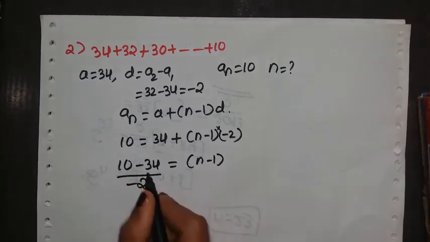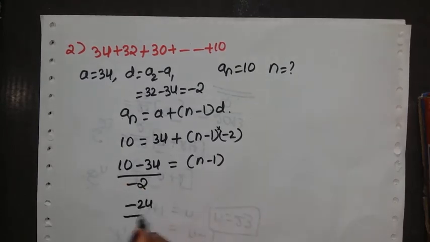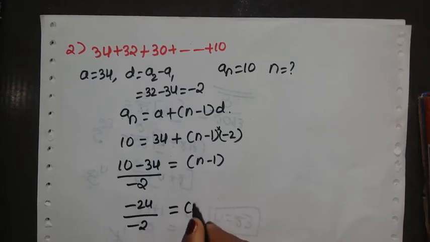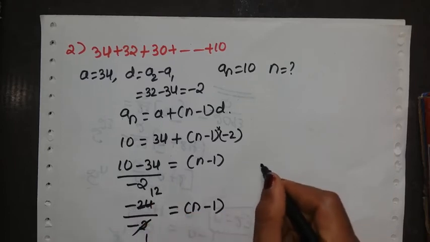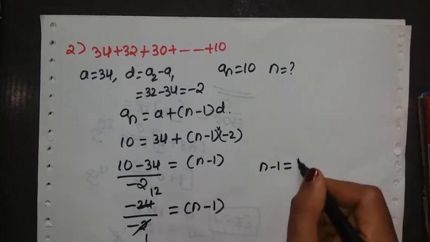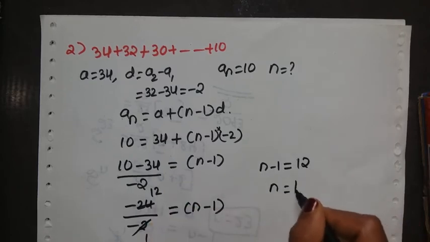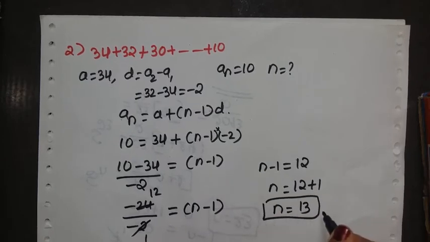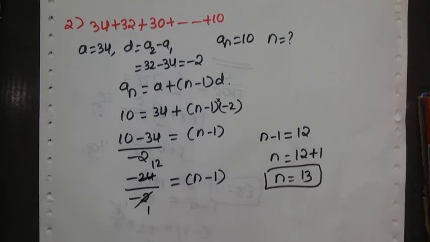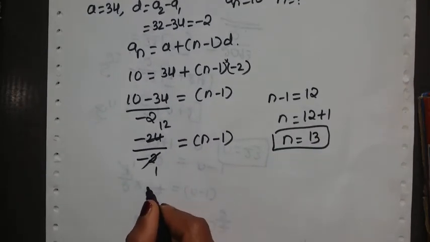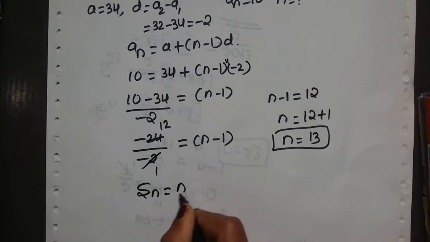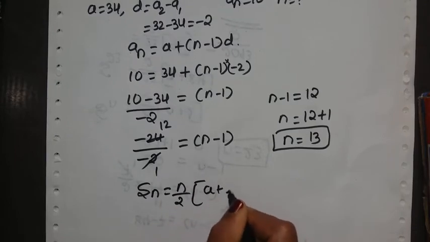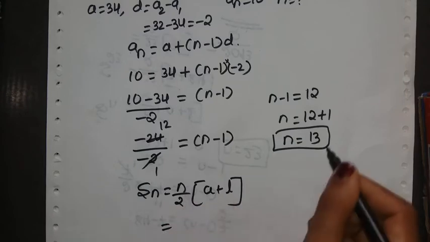Okay, so here 10 minus 34 equals to n minus 1 into minus 2, becomes divided by minus 2. This is minus 24 divided by minus 2 equals to n minus 1. Okay, so here 2 twelves are 24. So minus minus get cancelled. Then n minus 1 is equals to 12. Okay, n is equals to 12 plus 1, n is 13. We have number of terms 13. Yes, we need to find out the sum. To find out sum, I use the formula Sn is equals to n by 2 into bracket of a plus of last term. N is, number of terms are 13.